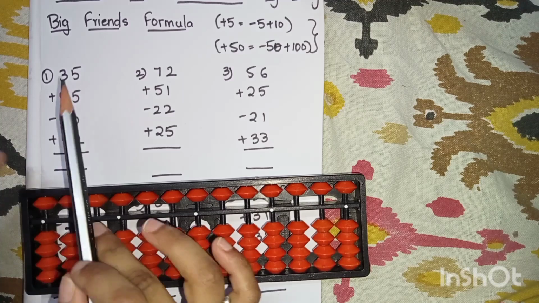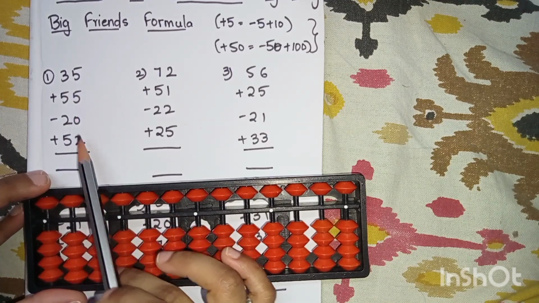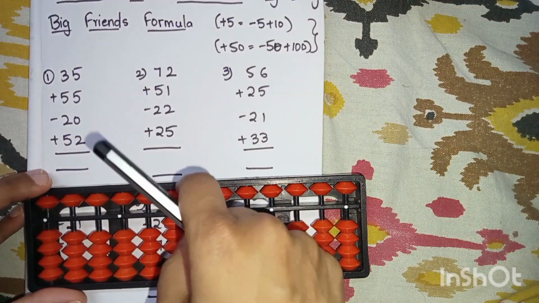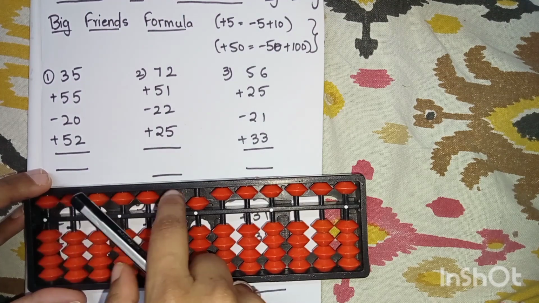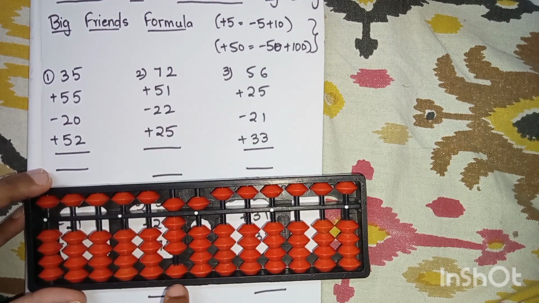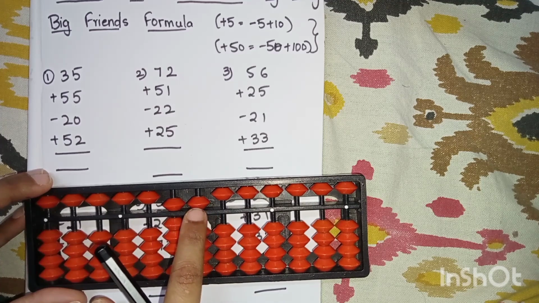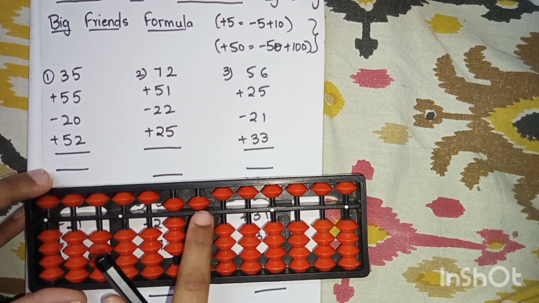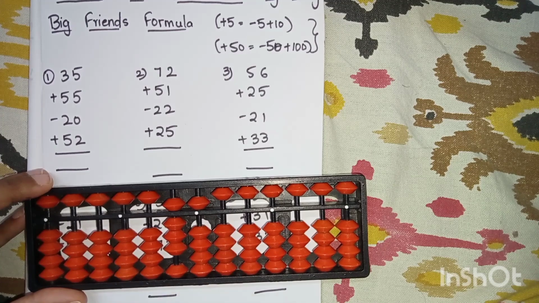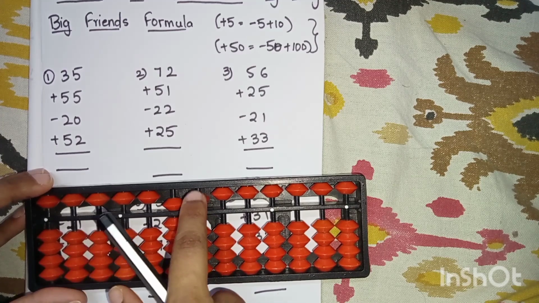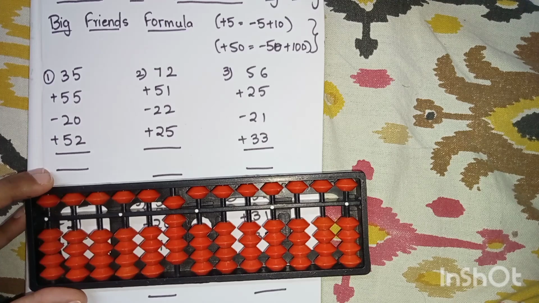First one. 35 plus 55 minus 20 plus 52. 35 plus 55. So in the tens place rod 50 bead is available, so I have added. But in the ones place rod 5 is already added. So what I should do, I should take plus 5 big friends formula. What is that? Minus 5 add 10. Next minus 20. Next plus 52.